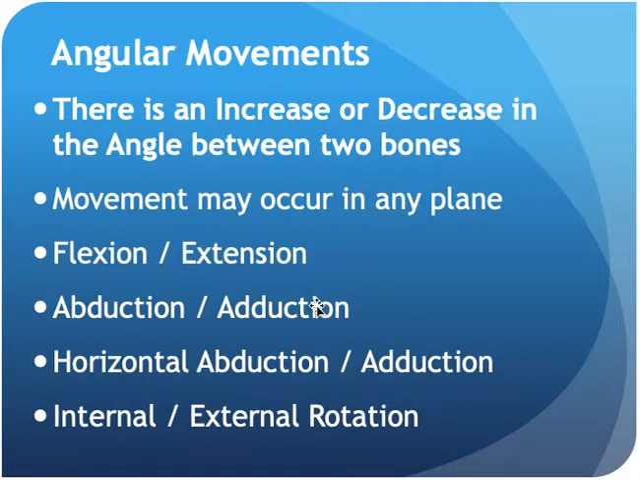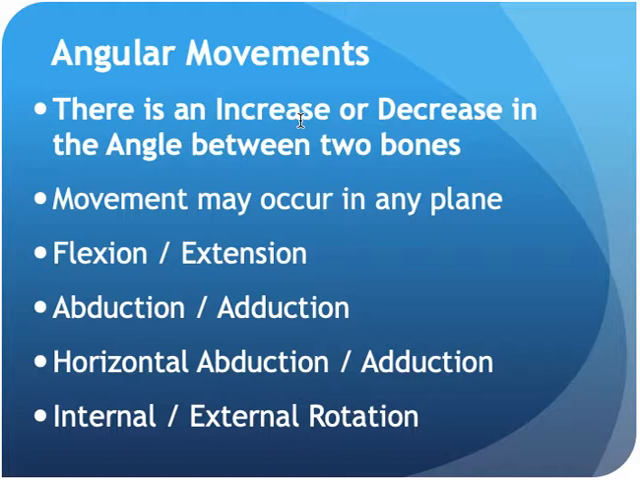So now we get to the ones that we mostly think of, and these are going to be our angular movements. Again, when you see angular, you're just talking about angles, and what's going to happen is that there's going to be an increase or a decrease in the angle between two bones. It sounds really complicated, but it's really just: is the angle increasing or is it decreasing? The important part with angular movements is that there's going to be a change.